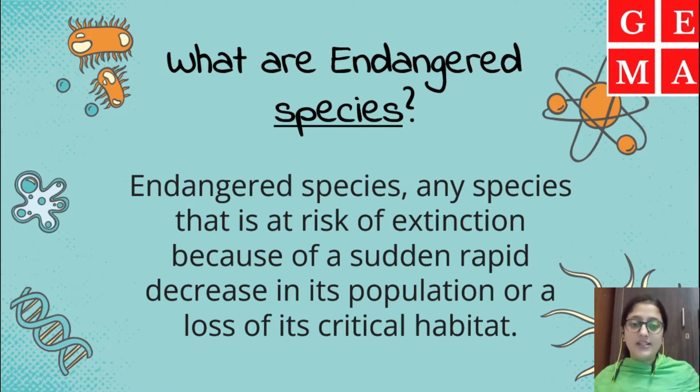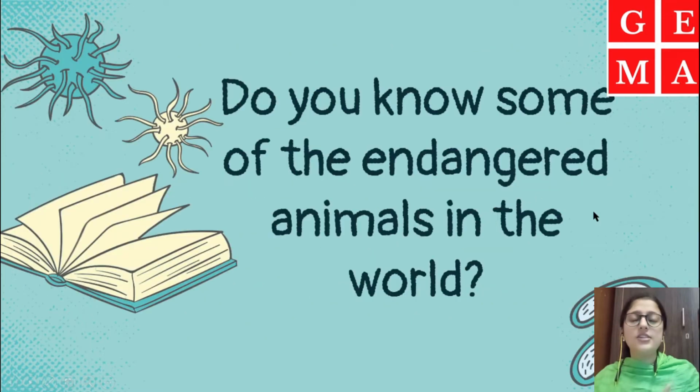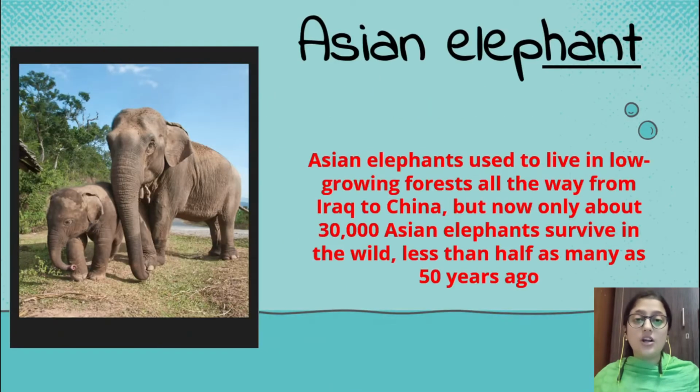So, in totality, endangered means some animal or some species which is in danger of getting extinct, or in danger of ceasing to exist. In proper terms, endangered species are any species that are at a risk of extinction because there is a sudden or a rapid decrease of their population due to poaching or habitat loss or any other similar reason. Now let us talk about some endangered animals in the world.